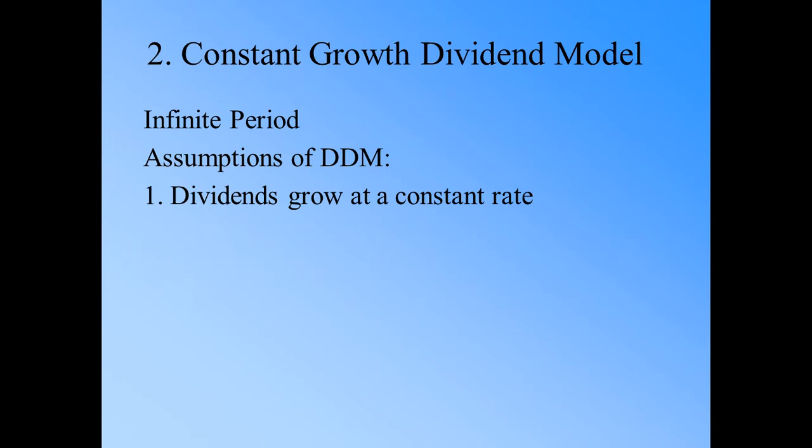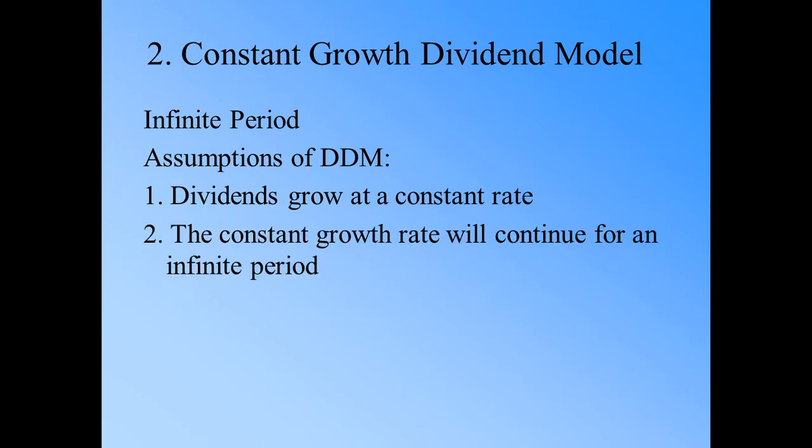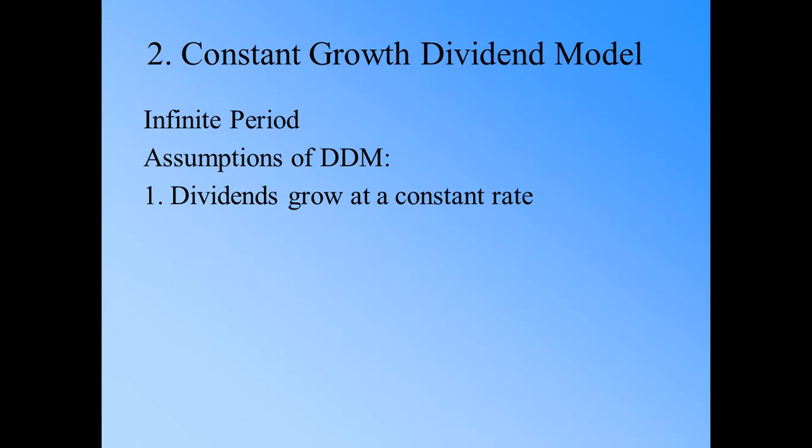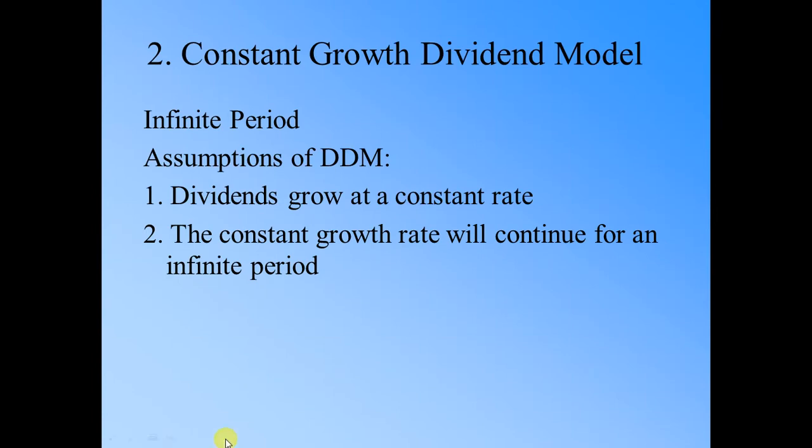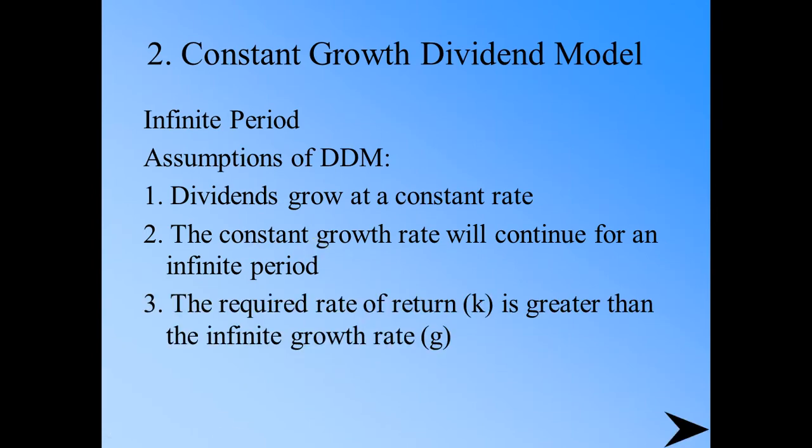Okay, one of the assumptions of the constant growth dividend model is that the dividend will grow at a constant rate. The second is that this constant growth rate will continue for an infinite time period, and the third is that the required rate of return should always be greater than the growth rate. If the required rate of return is less than the growth rate, your valuation of common stock will come out negative. It means that the worth of the common stock will be negative.